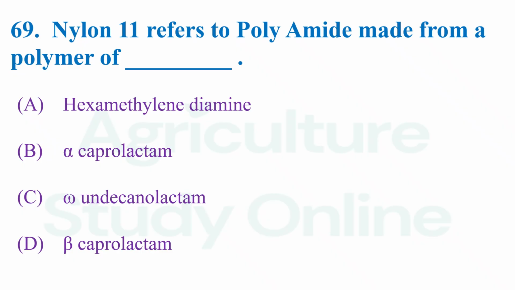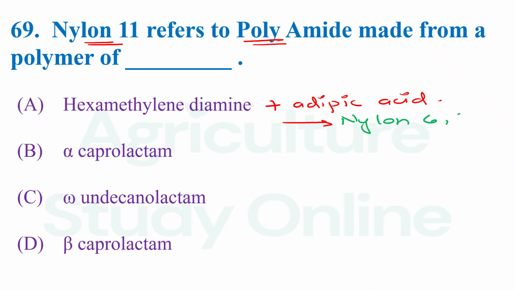Question 69. Nylon refers to polyamide, which is made from a polymer of. This concept is based on the types of nylons, that is polyamides. The first one, hexamethylene diamine, when used with adipic acid, gives nylon 6,6. Option 2, alpha caprolactam, we know is the monomer of nylon 6.